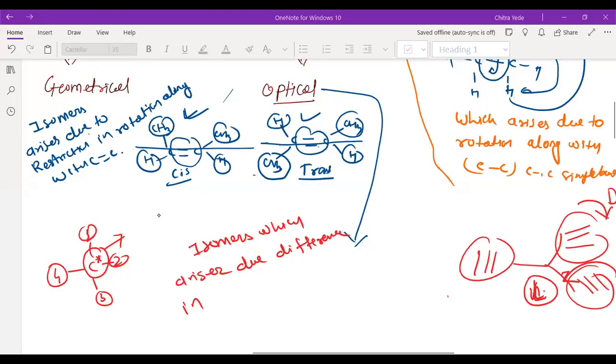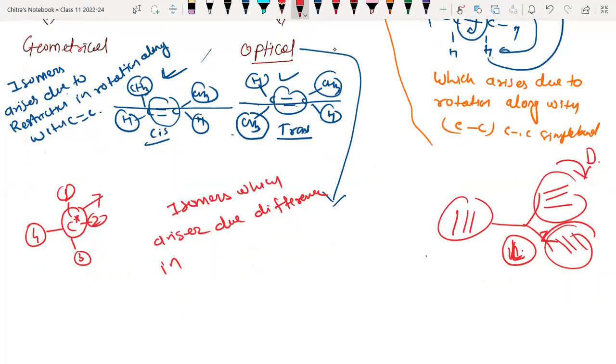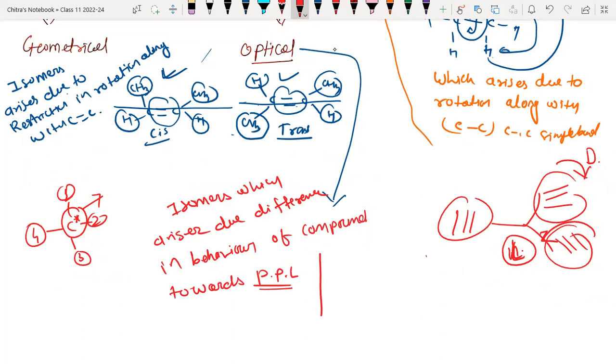Okay, so isomers which arise due to difference in behavior of compound towards plane polarized light, PPL. We discussed in the last class how PPL is produced. A Nicol prism is used to get PPL. So number one, we have dextrorotatory, which rotates the plane of plane polarized light in the clockwise direction.